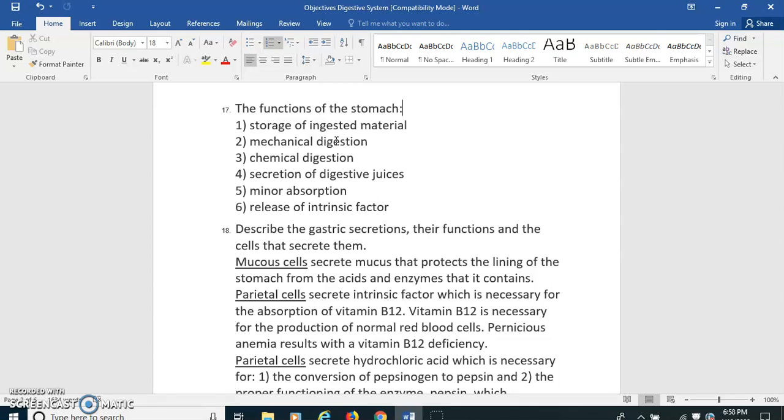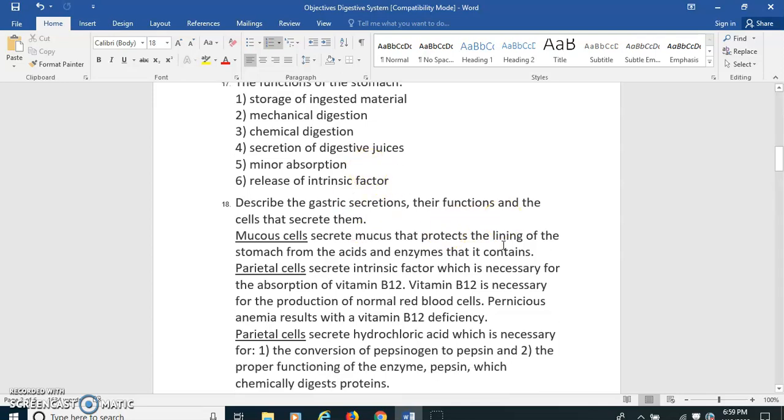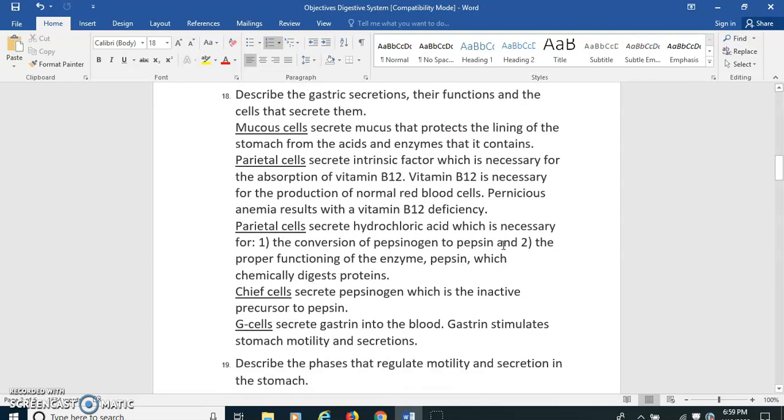There's a minor role in absorption. I put that on there because some things can get absorbed across the wall of the stomach, but most of the absorption is going to go on in the small intestines. And then we'll talk about intrinsic factor, which is something that's needed for vitamin B12 absorption. So those are the general functions.